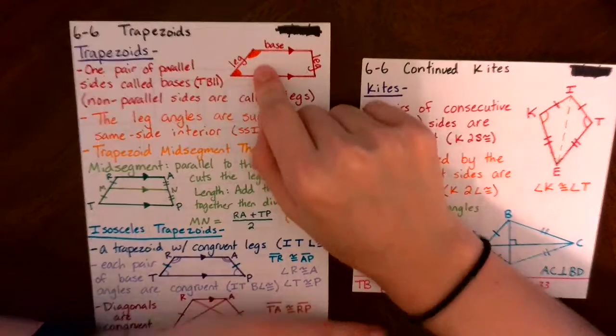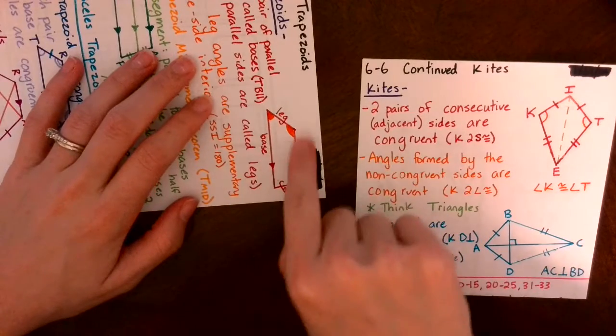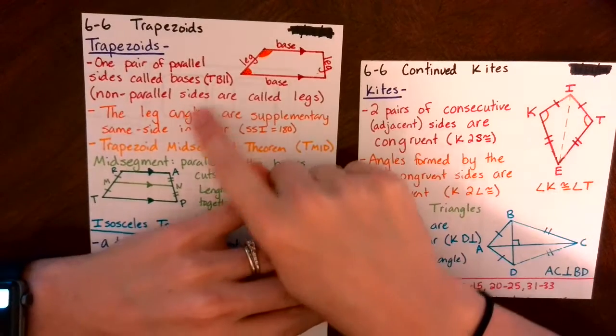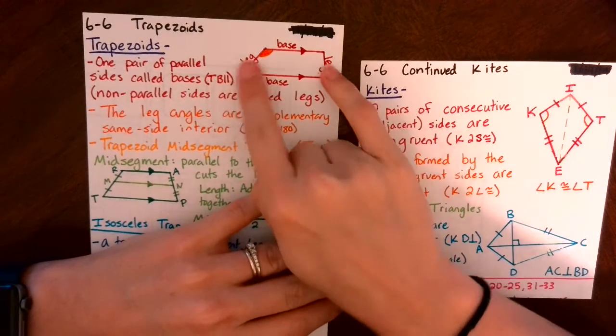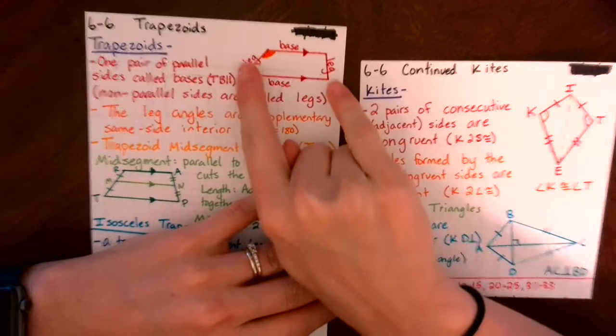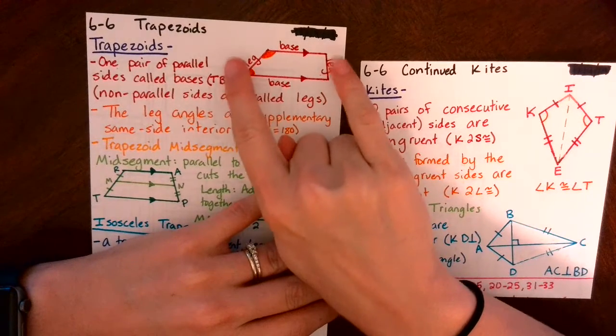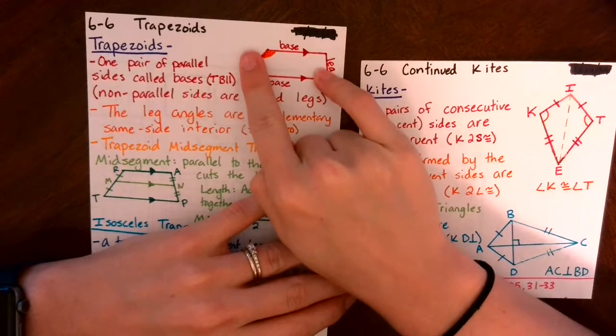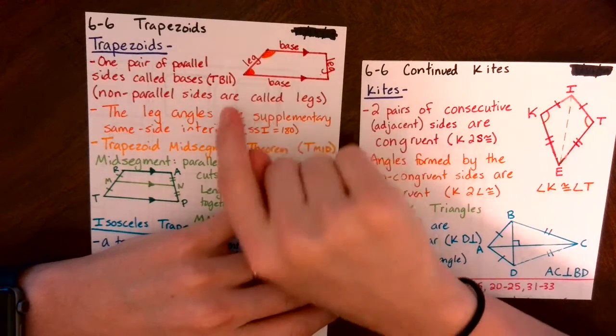bases. Okay, now this could also be turned sideways. The bases don't always have to be on the bottom. And then a pair of non-parallel sides called legs. So this is different than a parallelogram because these two sides are not parallel. Okay, so we know it's different. This is just another type of quadrilateral.